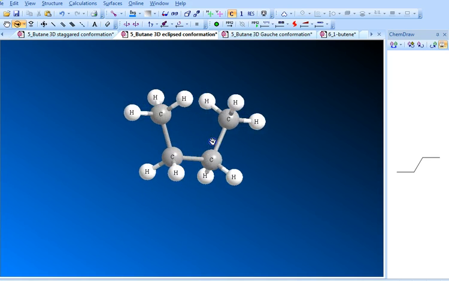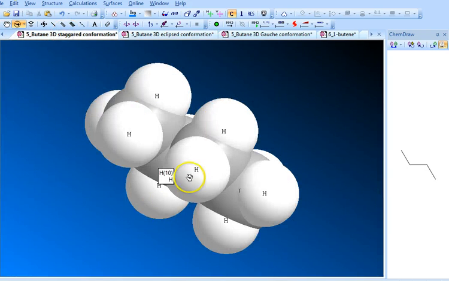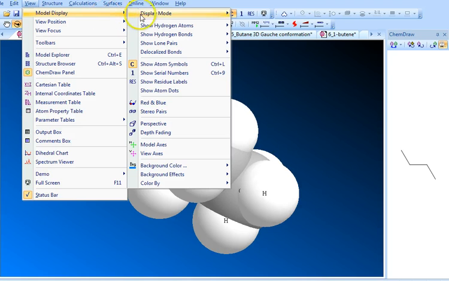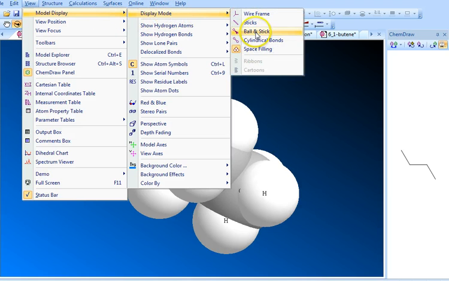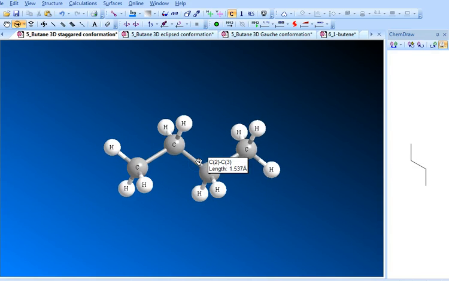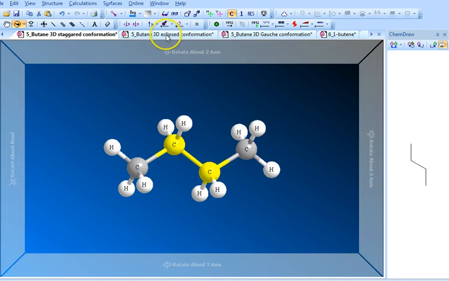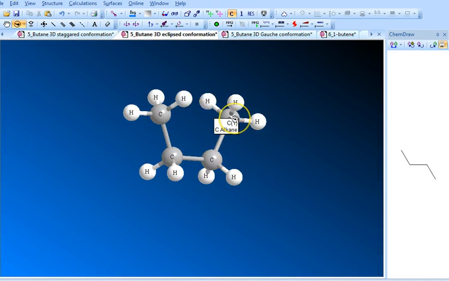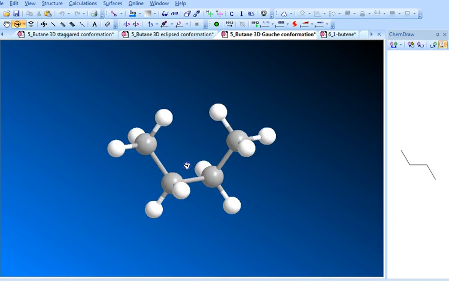So if you have a staggered conformation, now instead of rotating the carbon-carbon single bond up to 180 degrees, we rotate it only up to 120 degrees. That means these two methyl groups are not going to be facing each other, they are going to be slightly off, and so you get a Gauche conformation.